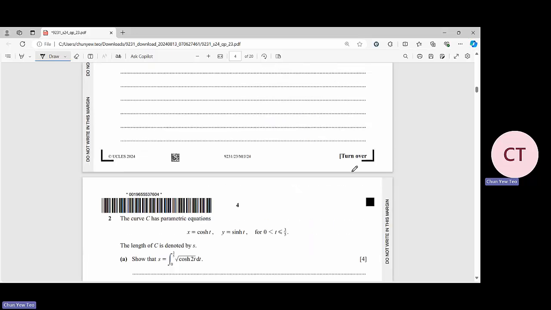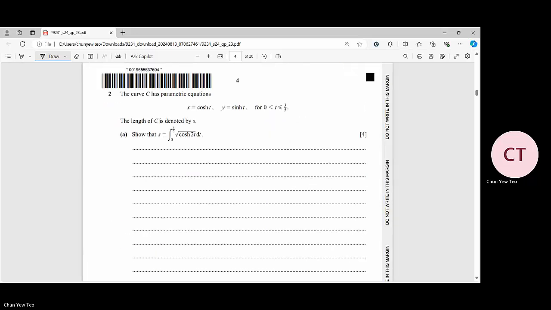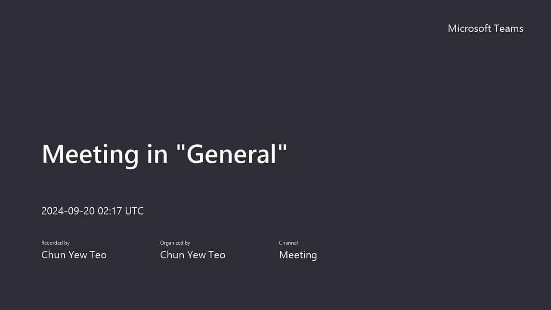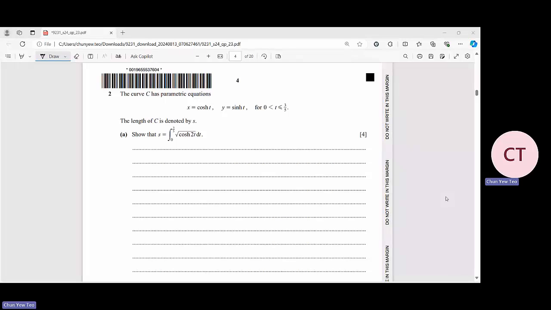Now we're moving on to question number 2. The curve C has the parametric equations x equal to cos t and y equal to sin t, for t between 0 to 3 over 5. They want you to find the arc length of C, and they say that this arc length is denoted by the symbol S.